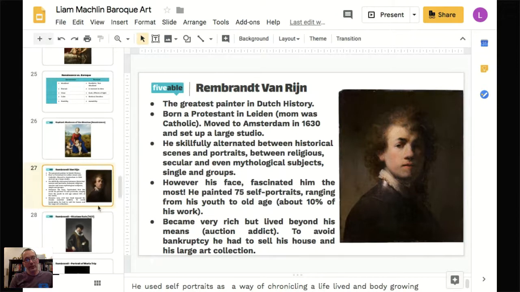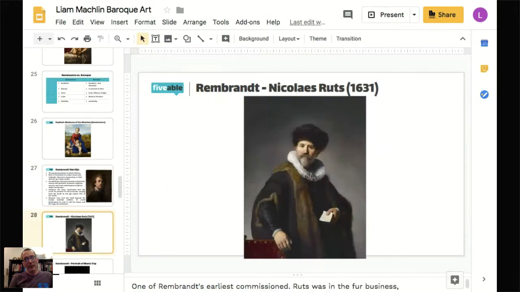So let's talk about some of his big paintings, and we'll see what's Baroque about his painting. Again, notice the light coming straight in, and we can see the influence of Caravaggio. This is one of the first portraits he did, of a businessman named Nicolaes Ruts. Interestingly, this guy was in the fur business, so we don't know if the idea was for him to wear the stuff he's actually selling.